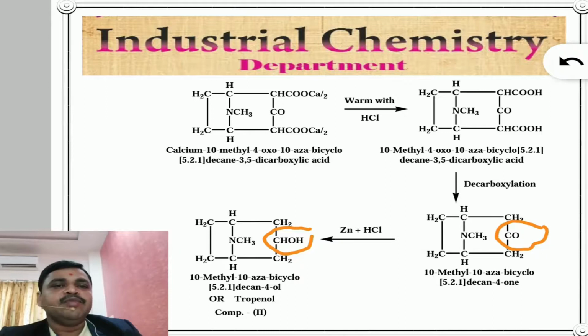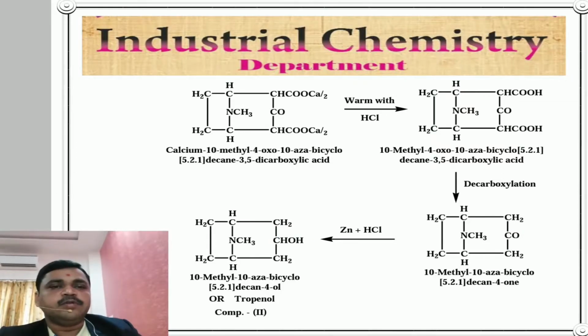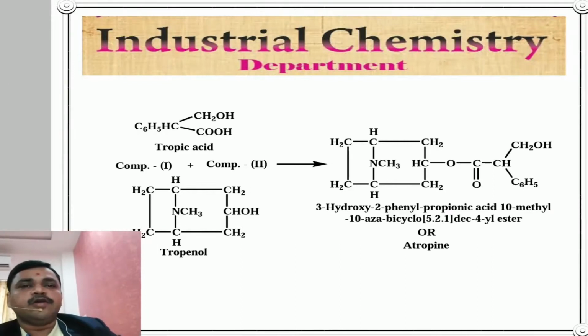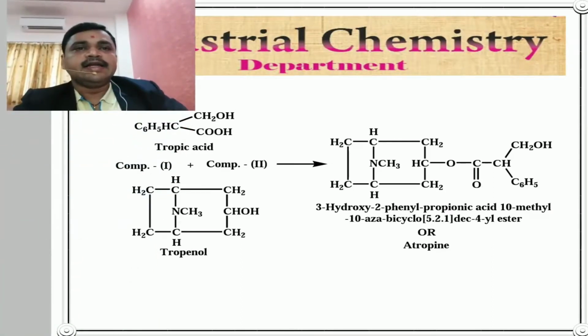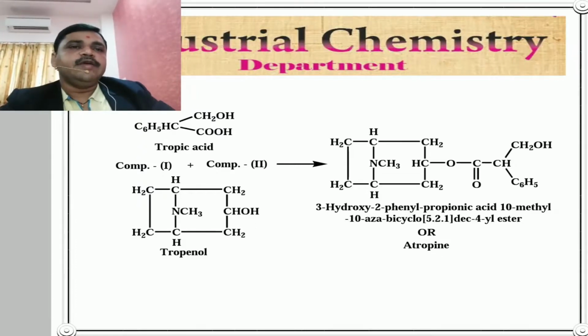Tropanol is chemically 10 methyl 10 aza bicyclo 5 2 1 decane 4 ol. I repeat the name: 10 methyl 10 aza bicyclo 5 2 1 decane 4 ol is known as tropanol, and in this synthesis this tropanol is our compound number 2. So in this synthesis we first of all synthesize tropic acid and tropanol. Now, these tropic acid and tropanol are condensed and we get our final product atropine.